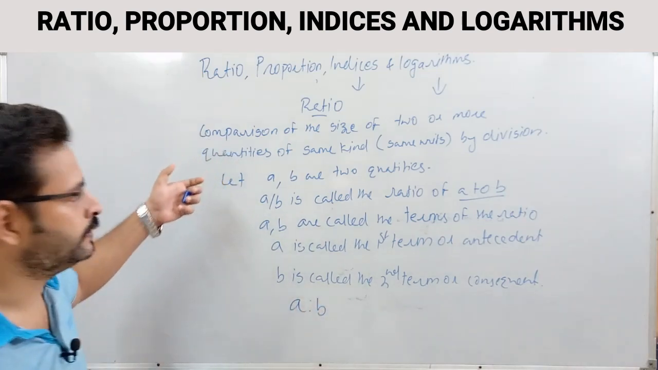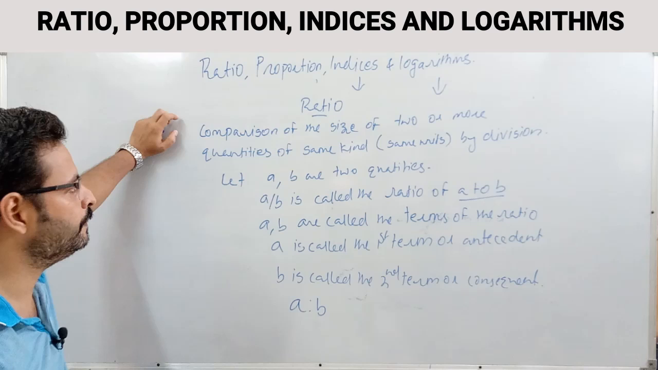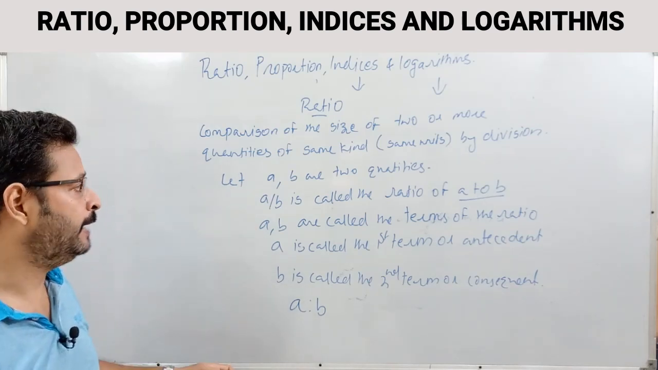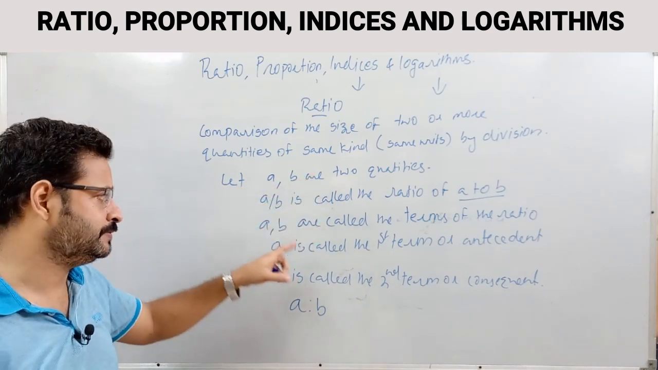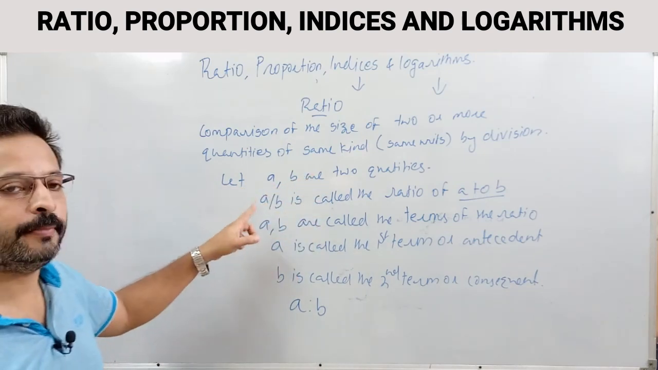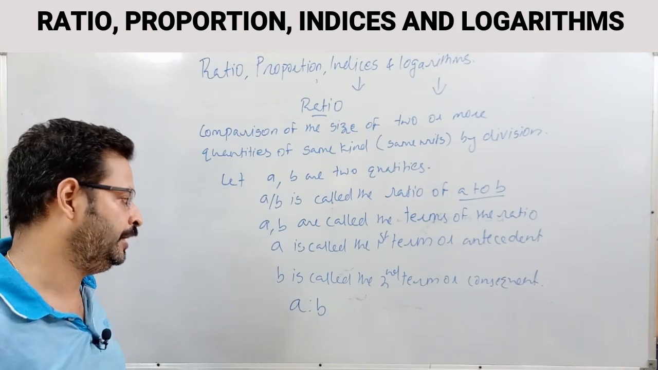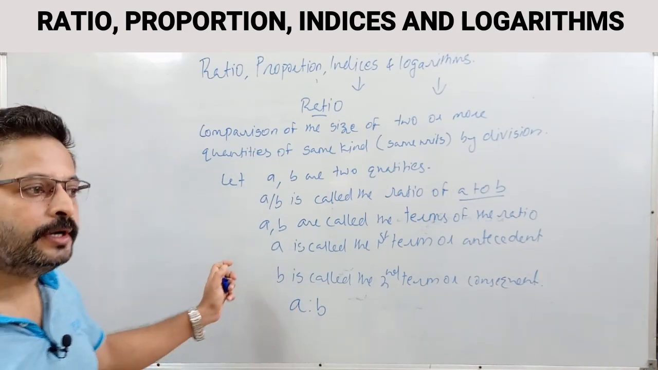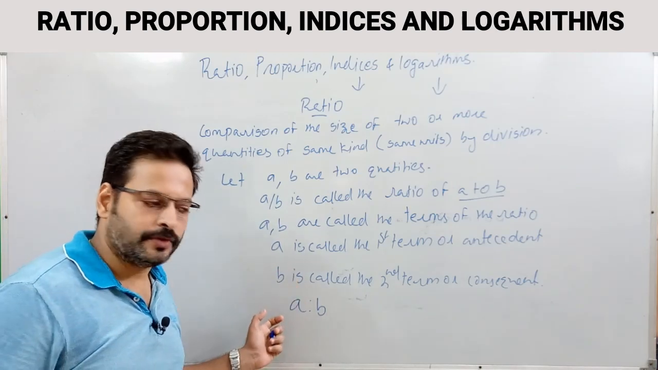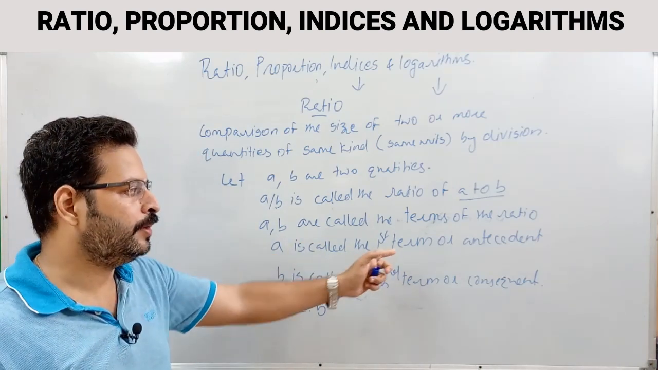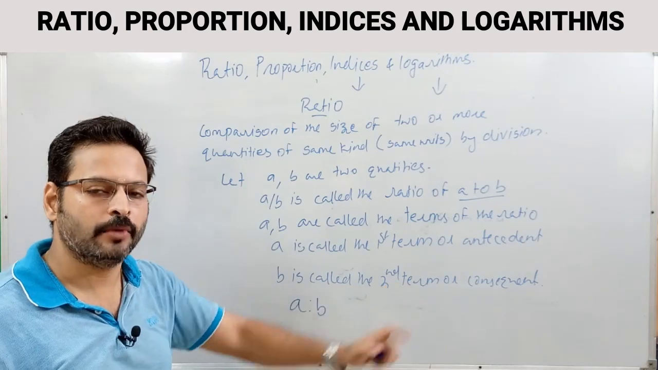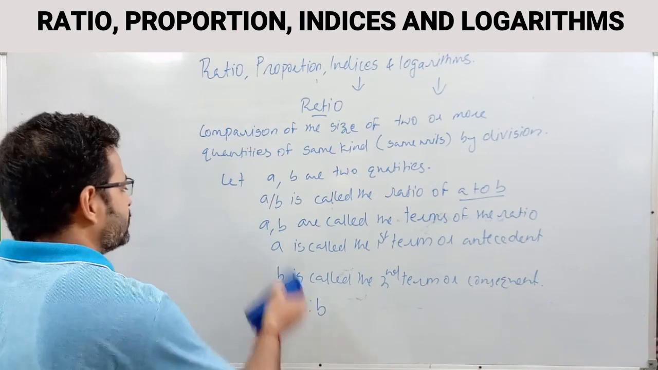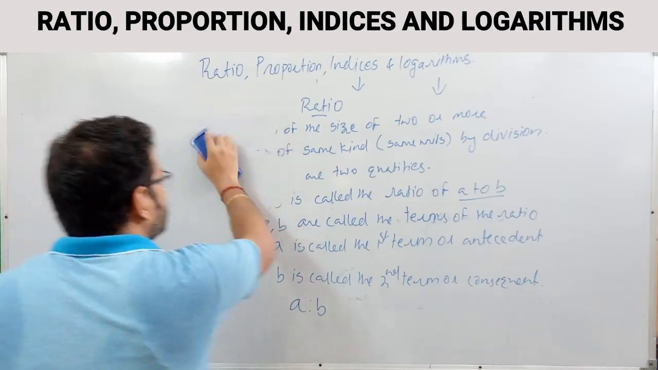So that means the definition of ratio: the comparison of the size of two or more quantities of same kind by division. Let A and B be two quantities of same kind. Then A divided by B is called the ratio of A to B and is denoted as A is to B. Both A and B are called the terms of the ratio, and A is called the first term or antecedent and B is called the second term or consequent. Now we can discuss the remarks or properties of ratios.